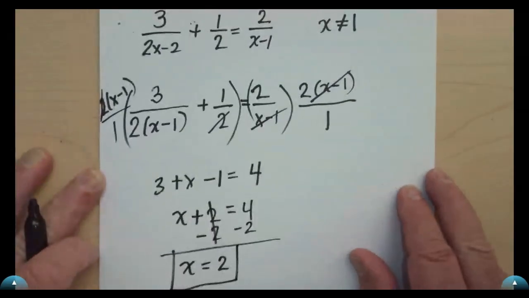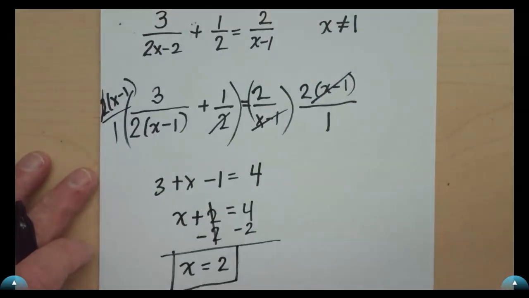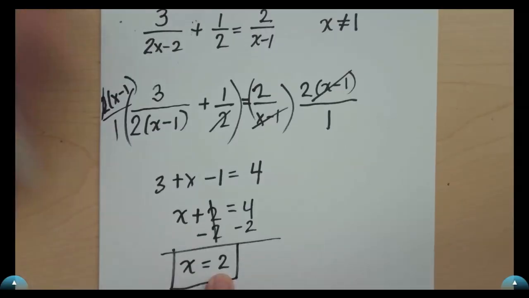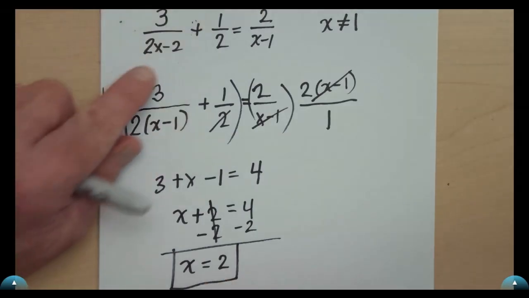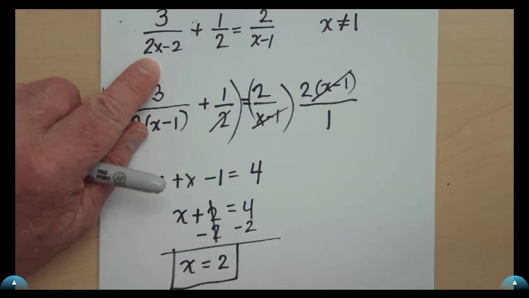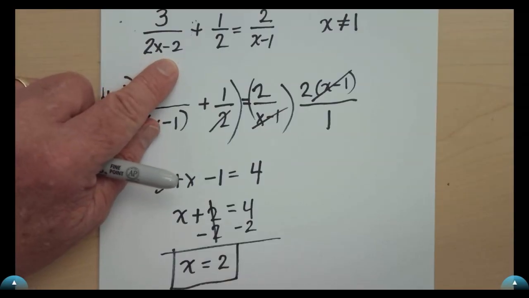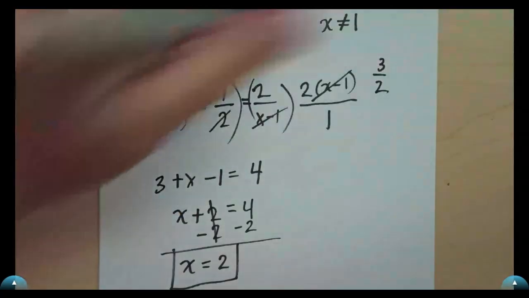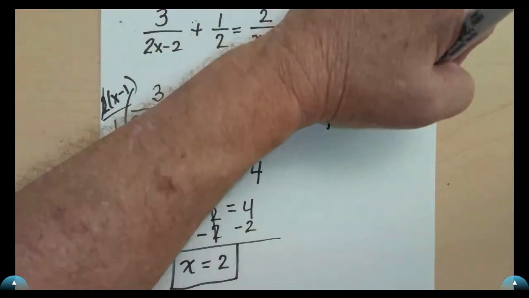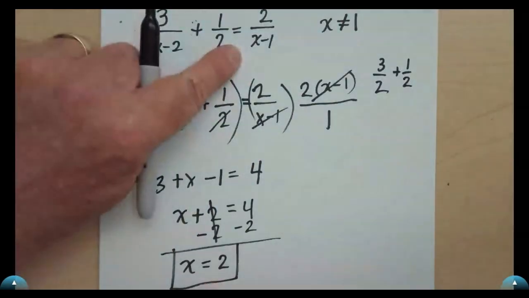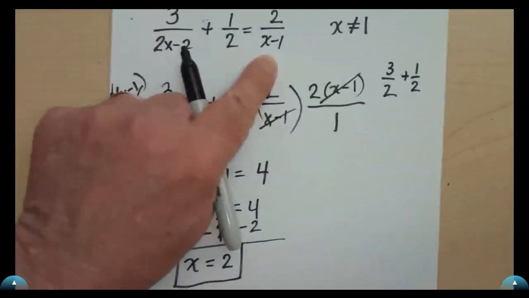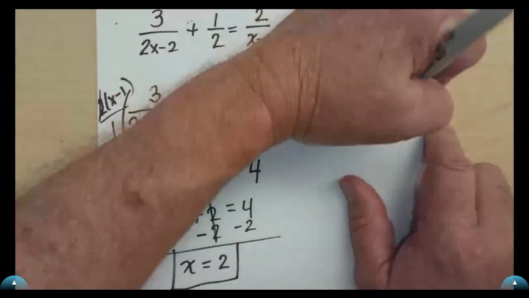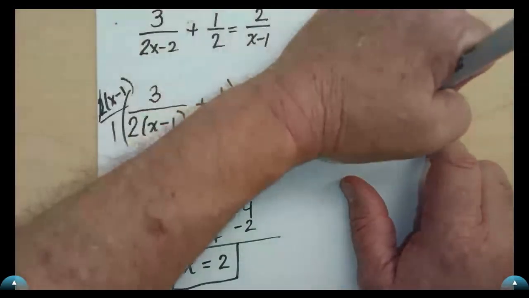Notice that's not our restricted value, so this is the correct solution, unless I've messed something up, which I don't think I did. If I check it real quick, and I'm going to just real quick. If I plug 2 in here in place of x, 2 times 2 is 4, 4 minus 2 is 2. So I'll have 3 over 2 plus 1 over 2, right? So that's what I have on the left side. And then on the right side, if I plug 2 in here, 2 minus 1 is 1, so I get 2 over 1. So I get 3 over 2 plus 1 over 2 equals 2 over 1, which is 2.